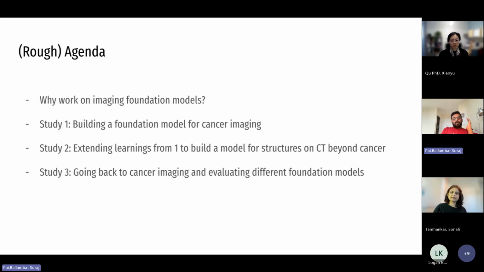So I'm going to start off with why work on imaging foundation models at all. Then I'm going to talk about one of the first studies we did in this space, which is building a foundation model for cancer imaging specifically, and then a study where we extend whatever we saw from study one as insights, and try to build a model for structures on CT beyond just cancer. And then we're going to go back a little bit to cancer imaging and see that over the past couple of years, there's been a wide range of foundation models specifically for CT. We're going to see how these work for cancer imaging, and if they work well at all.